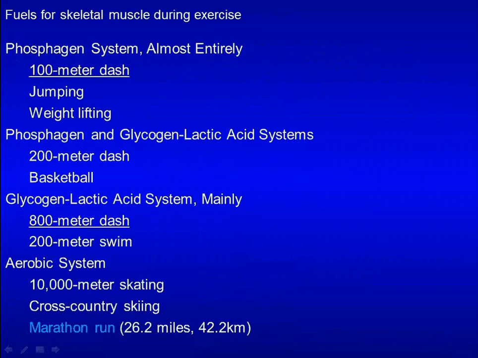Here are some sports that use different energy systems. For example, 100-meter dash almost entirely uses phosphagen system. 800-meter dash mainly uses glycogen lactic acid system. Marathon uses aerobic system.